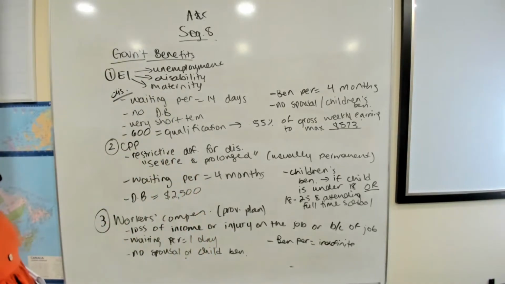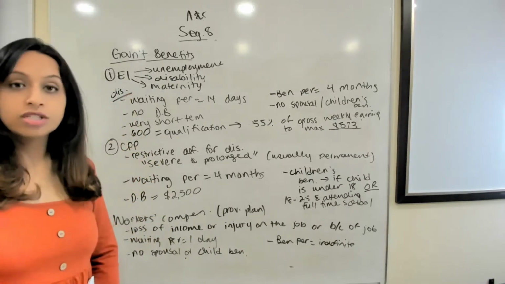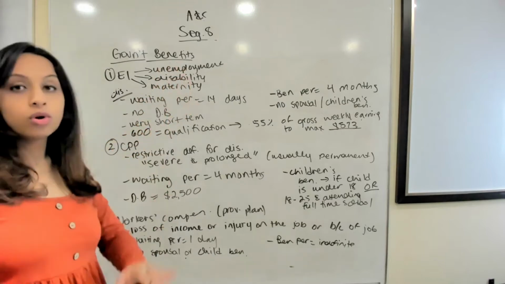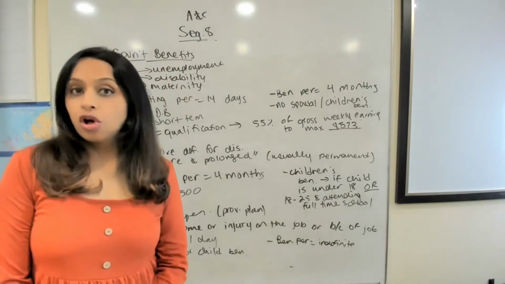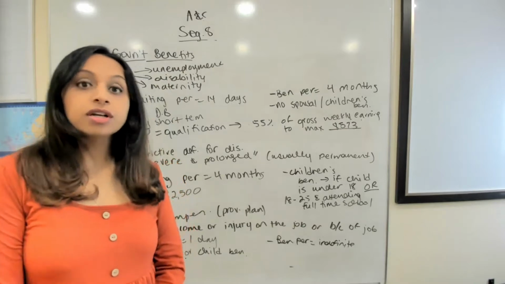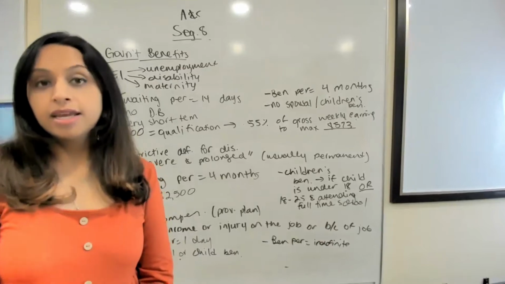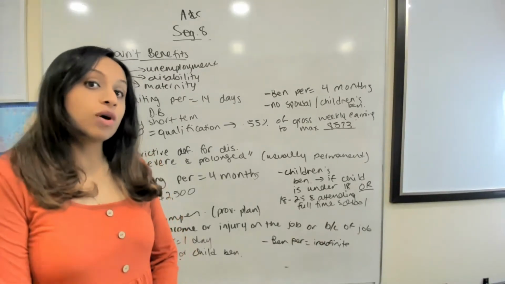So when we're looking at government benefits, the first plan I'm going to talk about is EI, which stands for Employment Insurance. This plan has 3 different portions. It has a portion for unemployment. If someone has lost their job through no fault of their own, they can apply. It has a portion for disability, and it has a portion for maternity and paternity benefits as well.